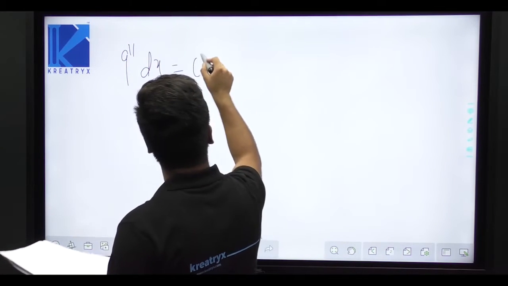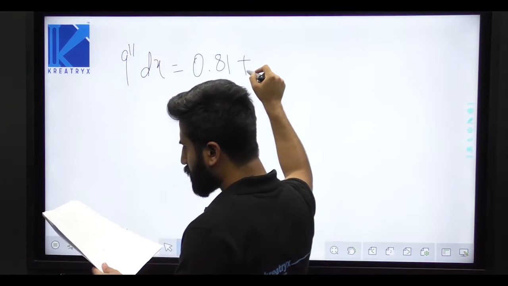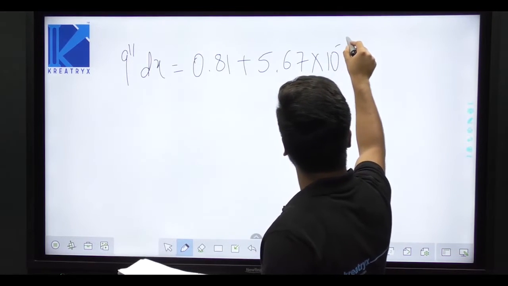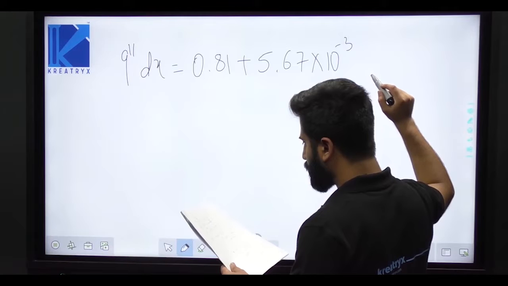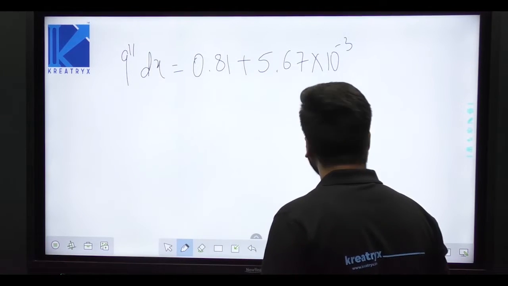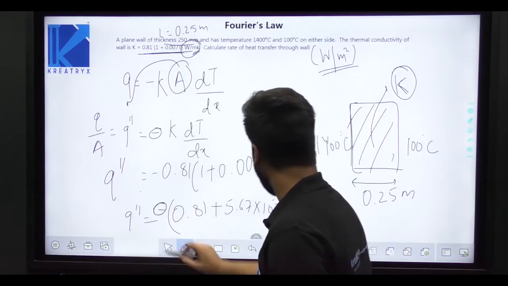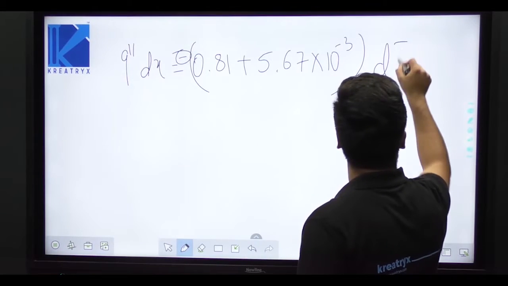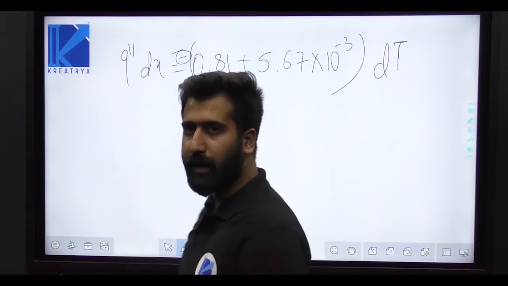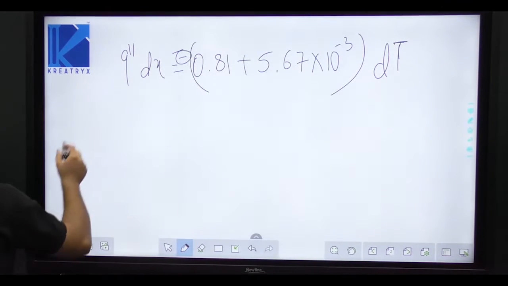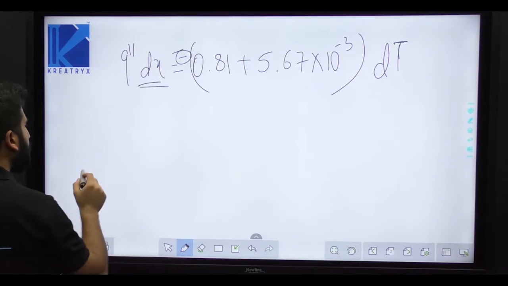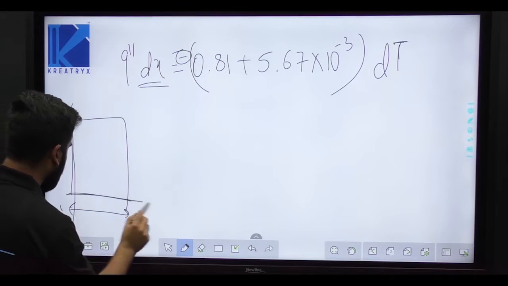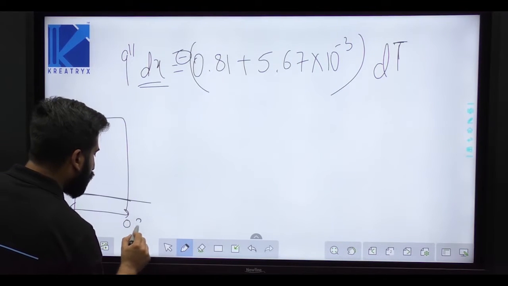minus of 0.81 plus 5.67 into 10 raised to the power minus 3 T, with a negative sign, dT. Now what are the limits that we can put? We can put the limits of length as 0 and 0.25 meter.